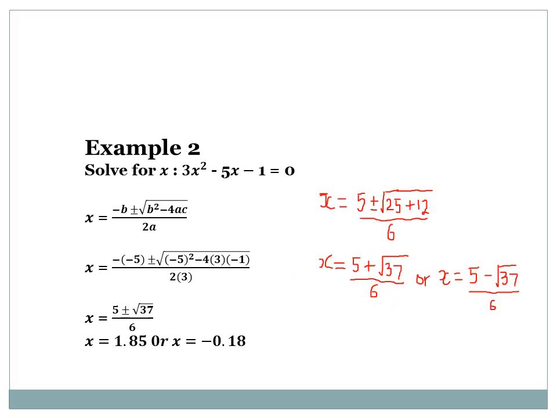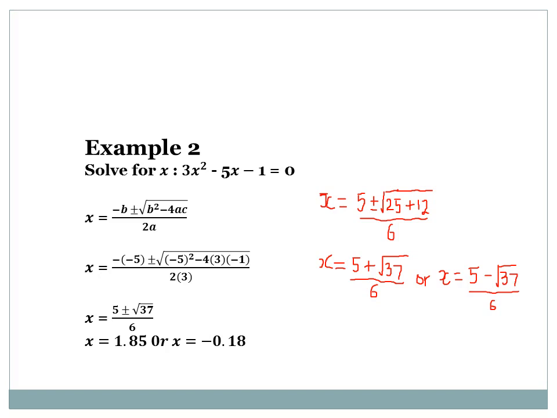Example 2. We have 3x squared minus 5x minus 1. A is the coefficient of x squared, which is 3. B is the coefficient of x, which is negative 5. And c is negative 1. So now we have to substitute the values of a, b, and c into the formula.